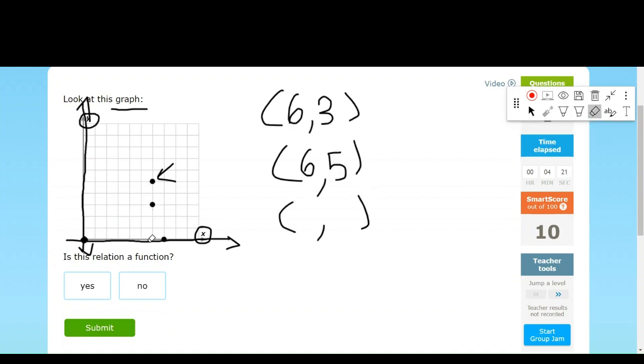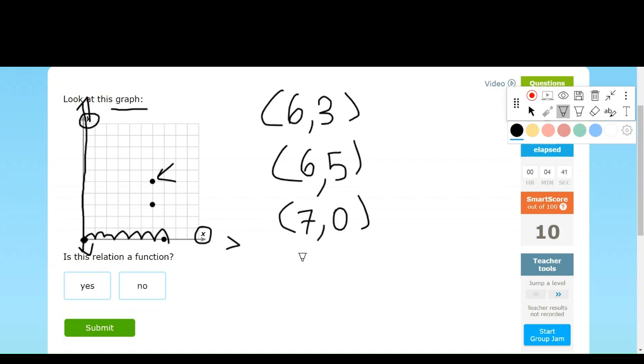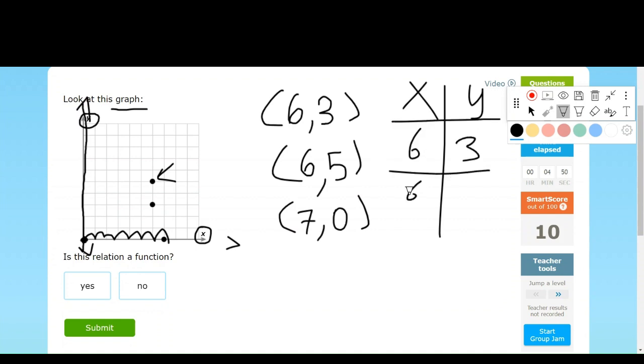Right, let's take a look at this last point down here. Let's take a look at our horizontal distance. 1, 2, 3, 4, 5, 6, 7. All right, so it's 7. What's our vertical distance? Well, since we're not climbing up or down, our vertical distance is really just 0. So it would be 7, 0. And again, if you want, you can put them on a table. You don't have to. 6, 3, 6, 5, 7, 0.